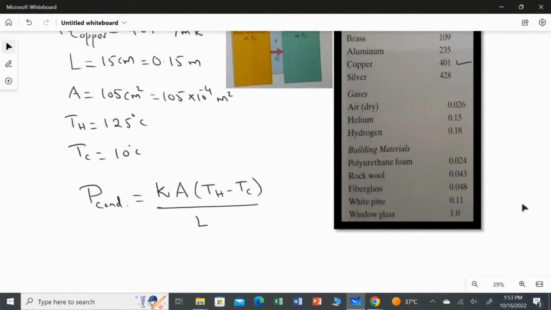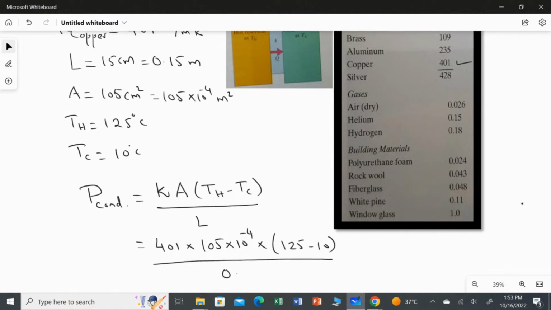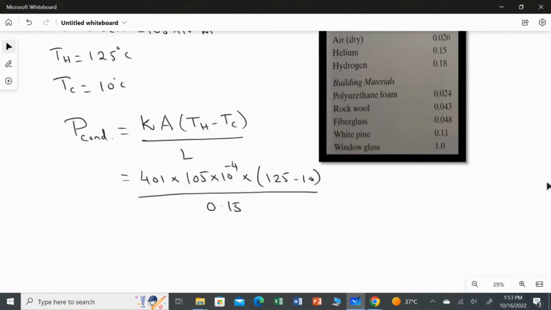So let's substitute the values one by one. The thermal conductivity of copper is 401, multiplied by the area of the material, which is 105 multiplied by 10 to the power of minus 4, multiplied by 125 minus 10, divided by the length of the material, which is 15 centimeter, in terms of meter, 0.15. Now I'm going to calculate all these things.